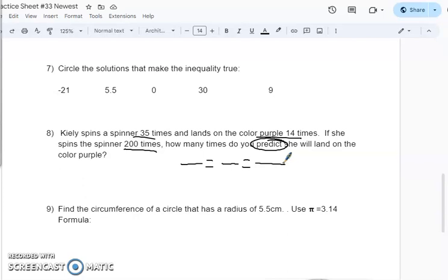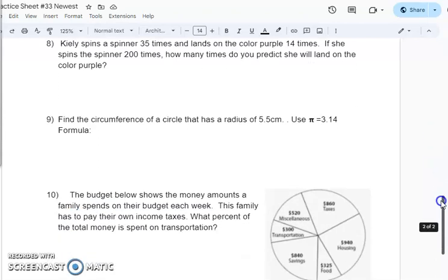proportion. You are going to do this, but I will let you know. We want purple, color purple, out of that total. Then we're going to predict for 200 times. Okay? Number 9 is circumference. You are going to use the formula chart.